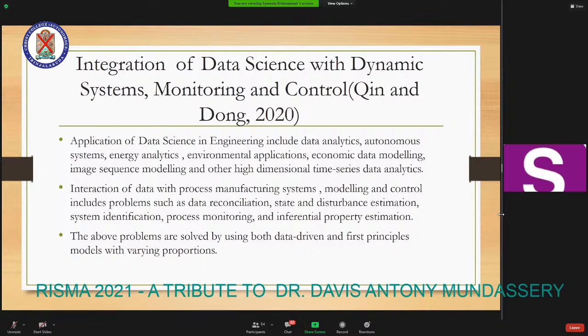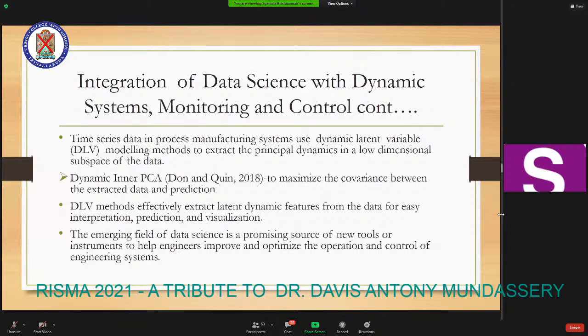So here, for time series data in the process manufacturing system, we use dynamic latent variables. I just used the general term dynamic latent variable modeling methods. They use that to extract the principal dynamics in a low dimensional subspace of the data. In the early stage, people used principal component analysis and partial least squares.